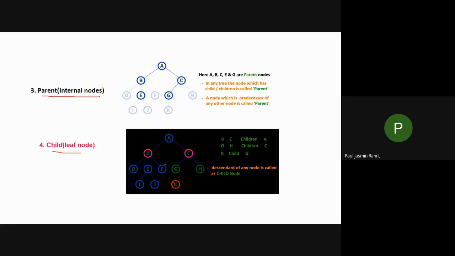So from this example, how many child nodes are there? What are the child nodes? D is one child node, I, J, F, then K, H. So how many child nodes are there? 1, 2, 3, 4, 5, 6, isn't it? So I have 6 child nodes, and I have 5 parent nodes, isn't it? So these are the terminologies which are used in your tree data structure.